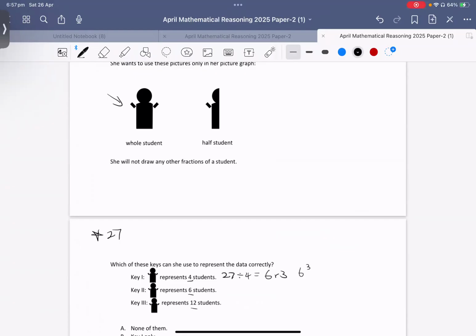Or 6 3/4. Can we actually represent 3/4 in a diagram? We can't. We can only represent half students, right? So key 1 doesn't actually work.